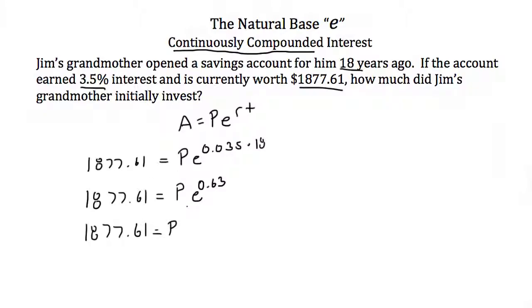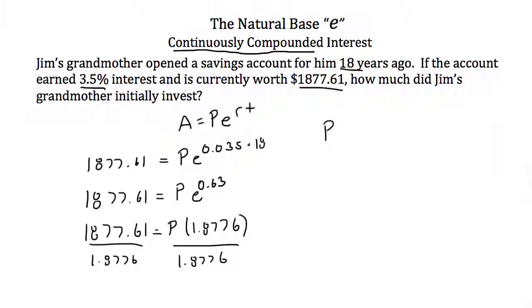Now e to the 0.63 power is 1.8776. If we divide both sides by 1.8776, we're going to find out that Jim's grandmother invested $1,000. So that completes this continuously compounded interest problem, and it also finishes our tutorial on the natural base e.